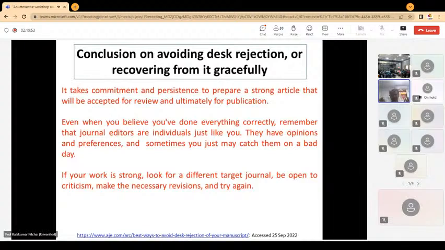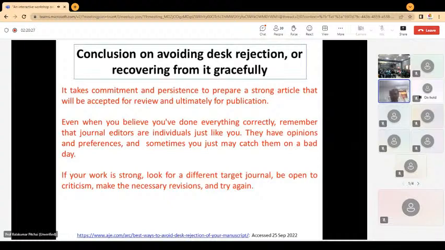So it takes commitment and persistence to prepare a strong article that will be accepted for review and ultimately for publication. When I receive a paper that is free from any grammatical or typographical error, shows a novel concept, has a very well written conclusion, has a reference section structured up to international standard, and all the diagrams and tables are outstanding, there is no way we can avoid sending the paper for peer review. There is no way. Why should the paper just be rejected?